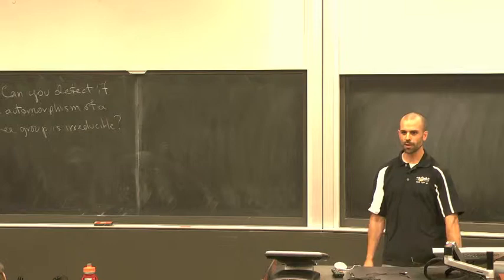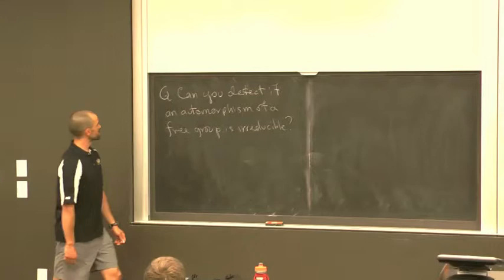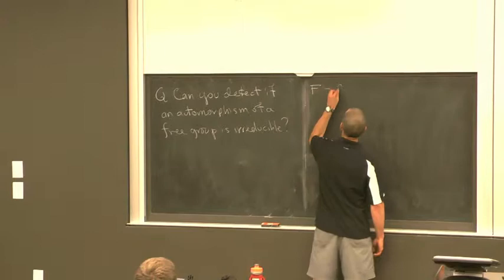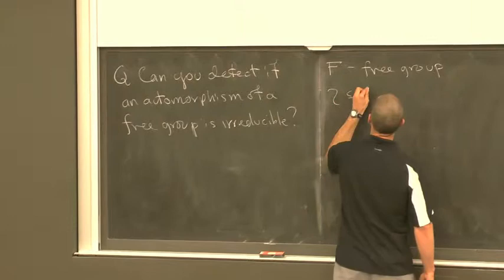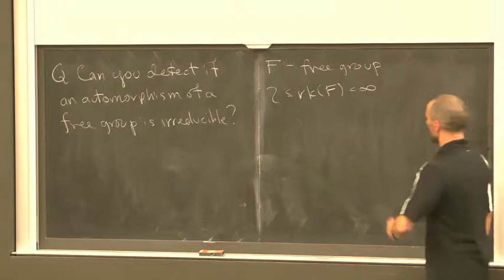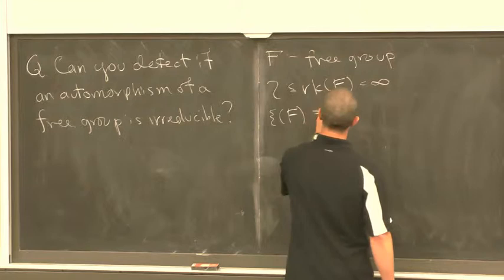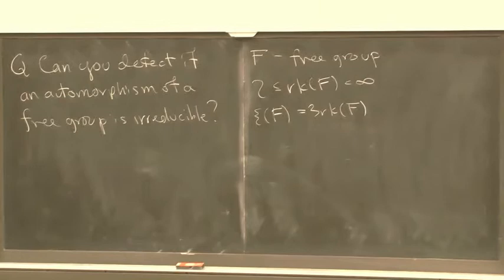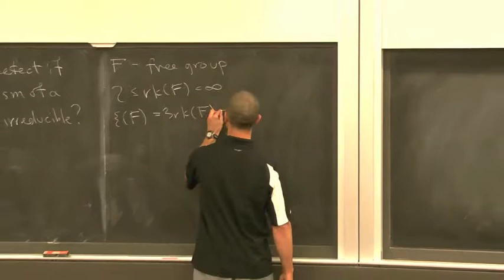Let me go ahead and define these terms and be a little more precise. Let F be a free group. Say the rank of F is at least 2, but finitely generated. And talk about the complexity of the free group, which is just 3 times the rank minus 3. You should think of this as something like the number of curves in a pants decomposition, if you like thinking about surfaces. But there are other ways to think about this topologically for F, and I'll mention some of those in a bit as well.